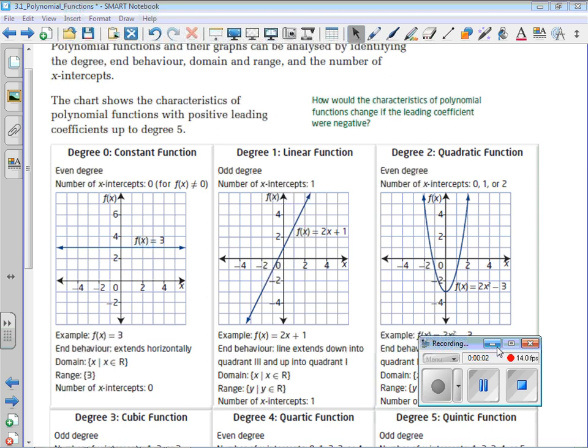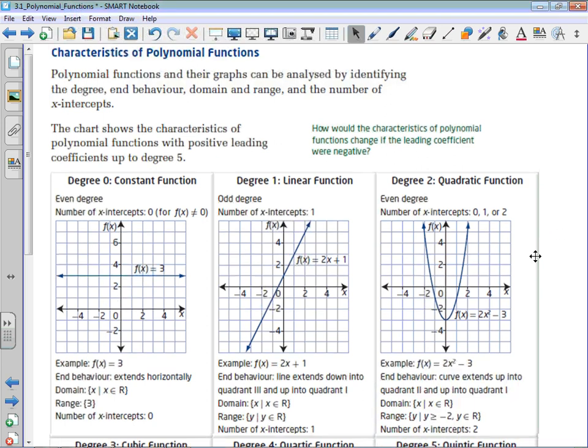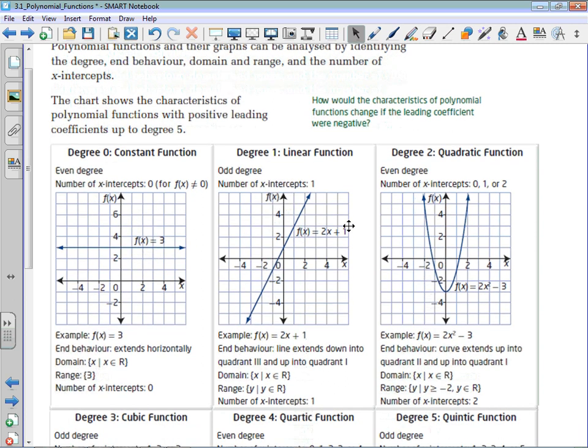In 3.1, example 2 starts talking about some of the basic characteristics of polynomial functions. And again, this is in your textbook if you want a high quality version of this. At least what we're going to begin talking about is the end behavior of that function. End behavior is what happens when x becomes very large in the positive direction or very large in the negative direction.